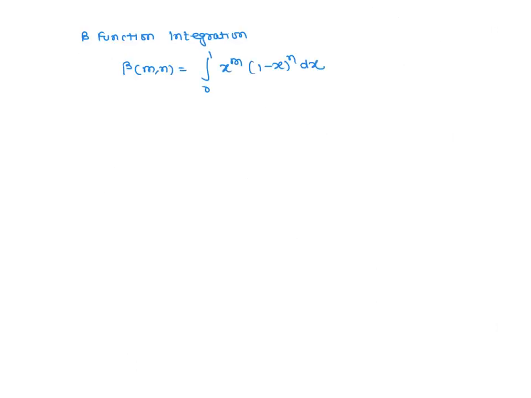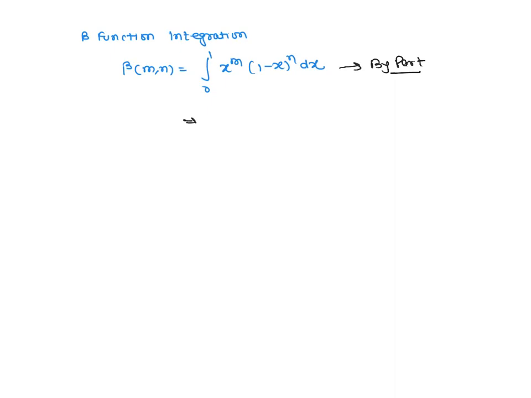Next, beta function. Beta function is nothing but beta m comma n equals integral from 0 to 1 of x power m into bracket 1 minus x power n into dx. This type of function is called the beta function. So to integrate this type of function, what will we use? We will use integration by parts.